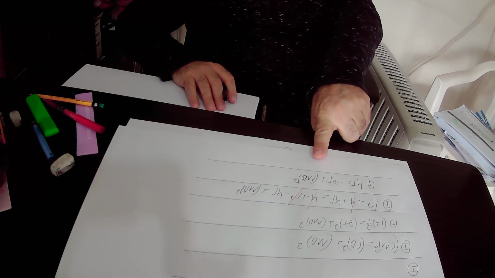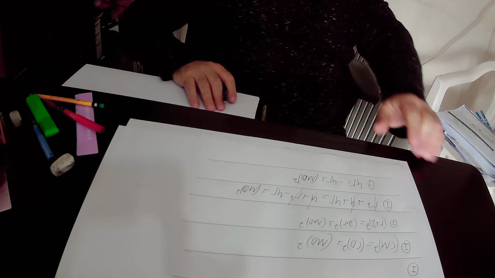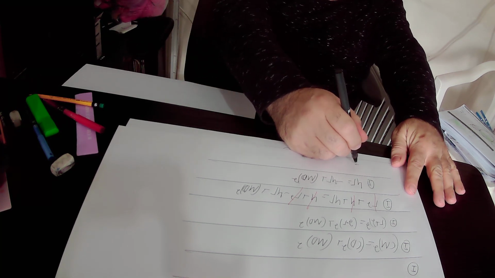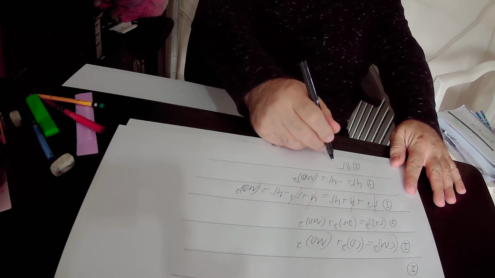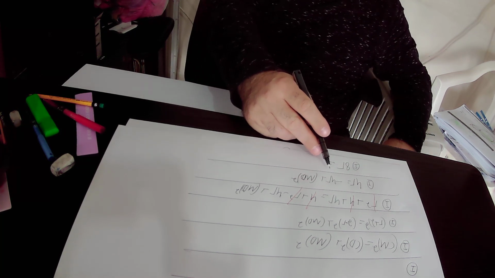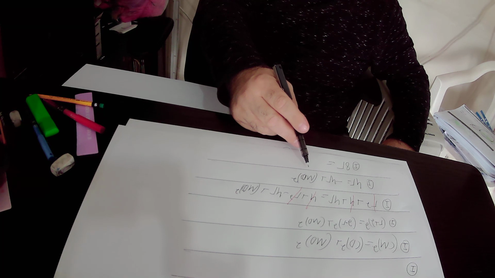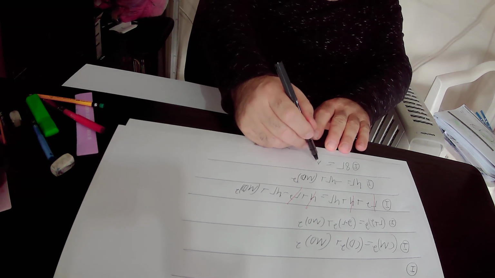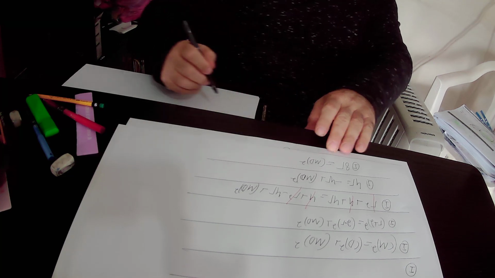Here we will add 4R to this equation, and we will get that 4R plus 4R is 8R, equals 4R minus 4R is 0, and so what is left here is only MD squared. So we got that 8R equals MD squared.